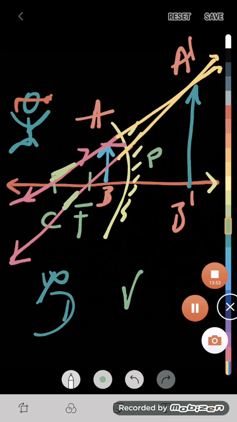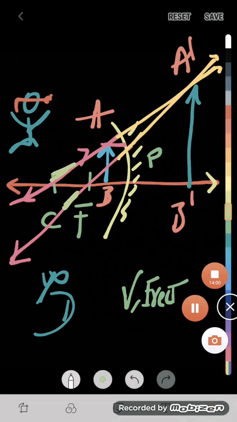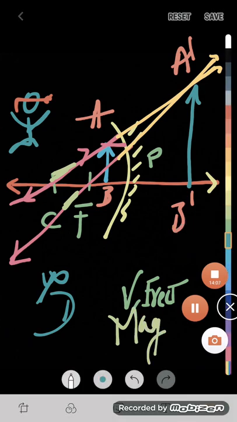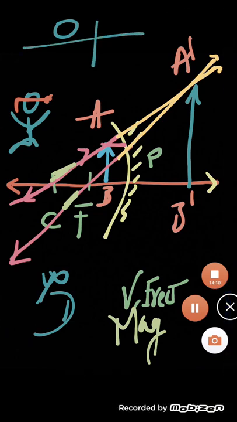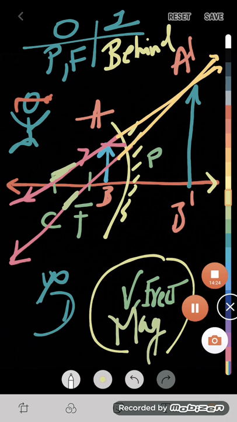Is it inverted or erect? It is erect, right? Is it magnified or diminished? It is magnified. So if the object is kept between pole and focus, the image we get is behind the mirror. And what is the nature? Nature is virtual, erect and magnified, right?